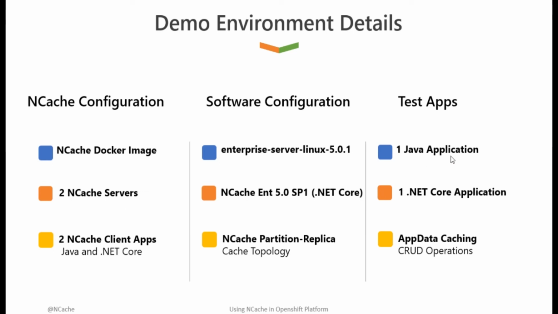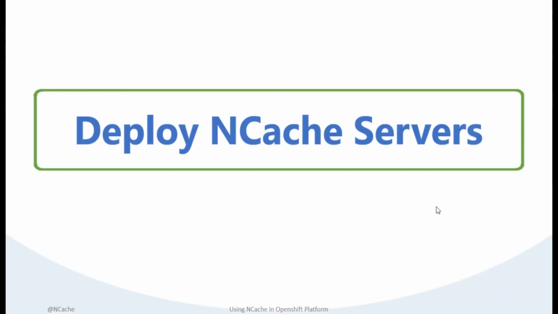The Java application is using Java client of NCache, and the .NET Core application is going to use the .NET Core client of NCache. And I'm using CRUD operations to represent the app data caching use case within these applications. First step is to deploy NCache servers in OpenShift. So let's quickly get started with that.